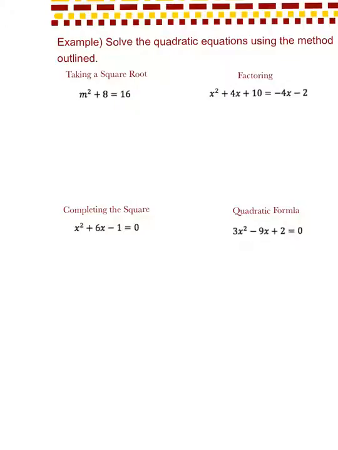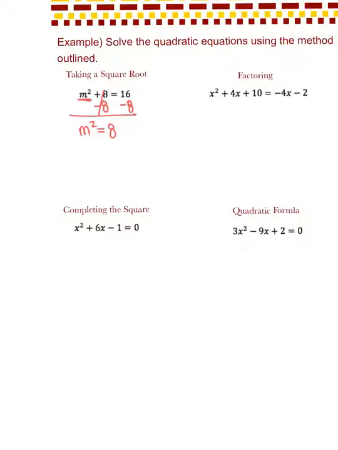So if you have a quantity that's squared, your first step is just to isolate that quantity. So here, my m is being squared. So I'm going to isolate what's being squared. And to undo that, this 8, I'm going to subtract it from both sides. So I have m squared is equal to 8, because 16 minus 8 is 8.